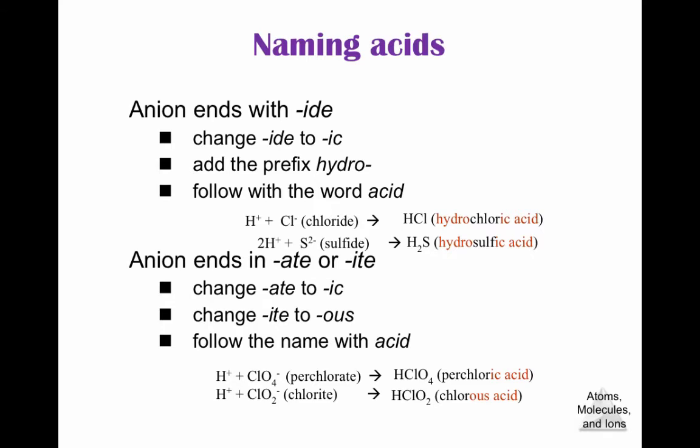Naming acids is based upon the anion with the hydrogen. If the anion ends in IDE, you change IDE to IC and you add the prefix hydro. Don't forget to always include acid after.